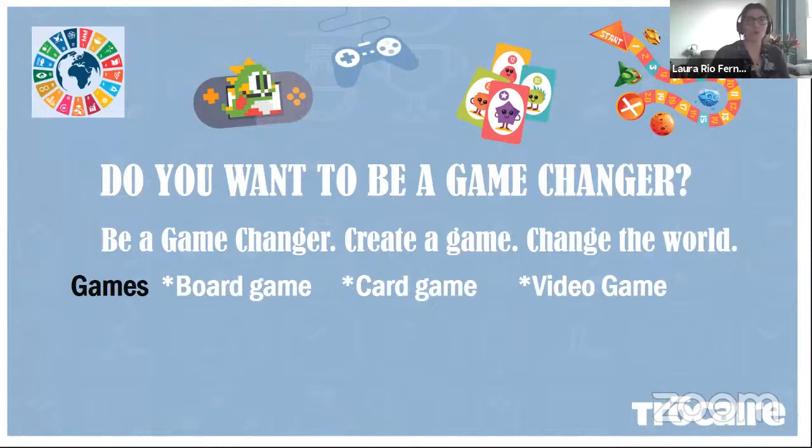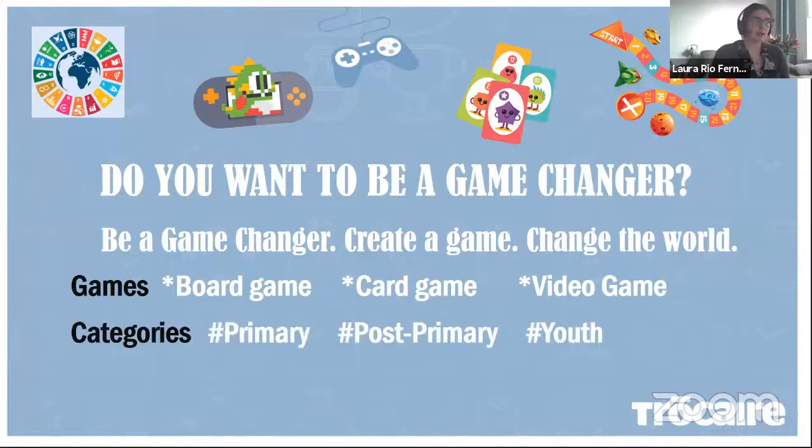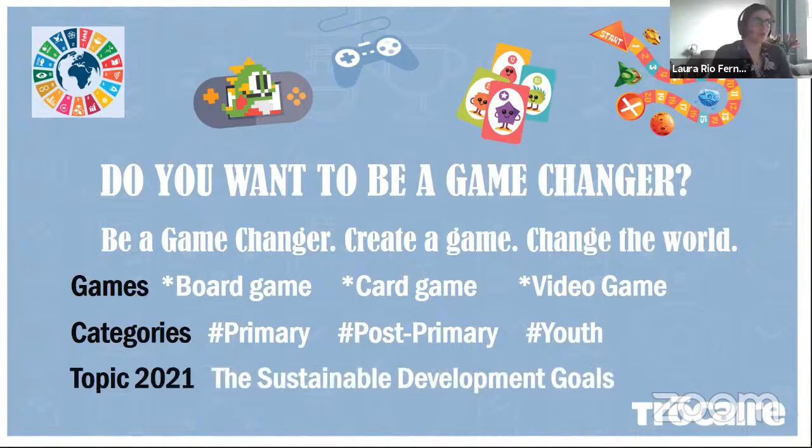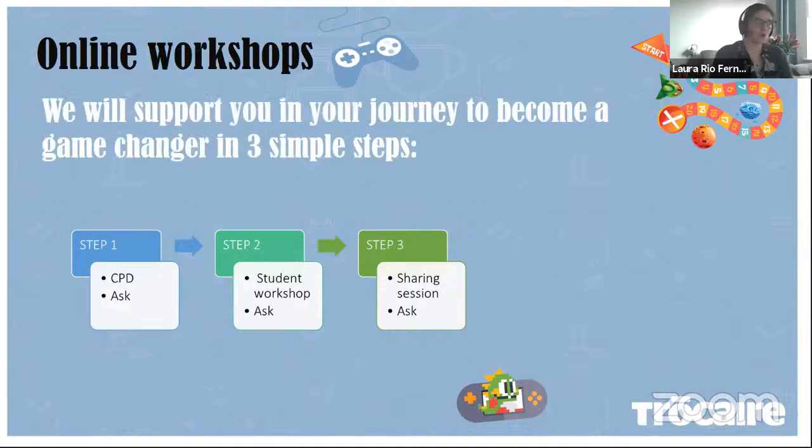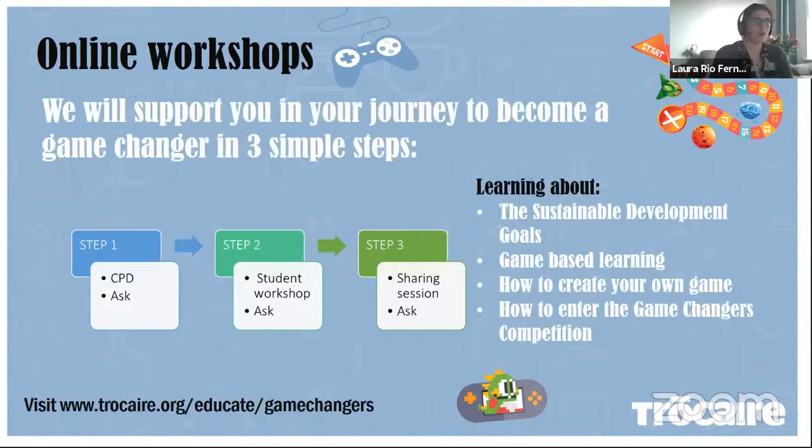It doesn't have to be working physically in the same space in groups. The categories are primary, post-primary, and youth. And we also have online workshops or cluster events to help you with this session. So for example, step 1 is a CPD and a small ask. Step 2 is a student workshop and a small ask. And step 3 is a sharing session that is optional and a small ask.